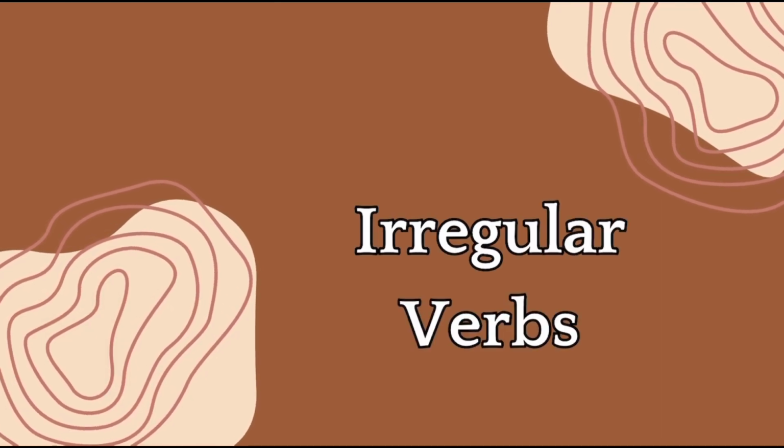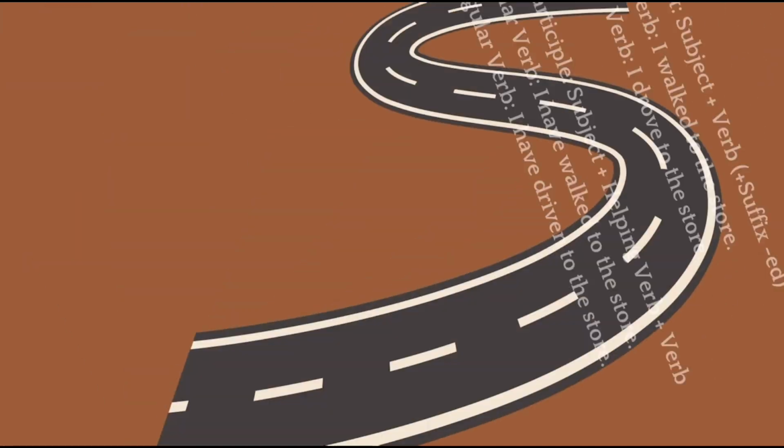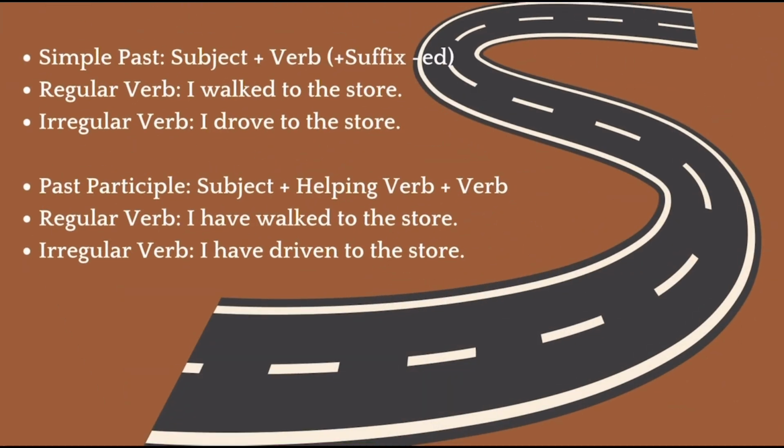What in the world does that mean? What is an irregular verb? So an irregular verb is any type of verb that does not end in ed in the past tense. We have two different types of past tense, though. We have what's called the simple past. We have what's called the past participle.